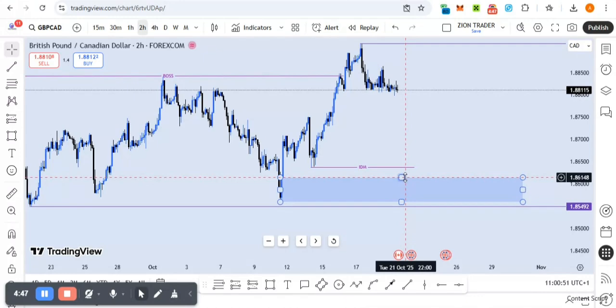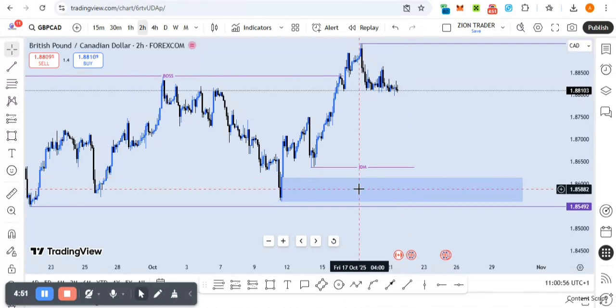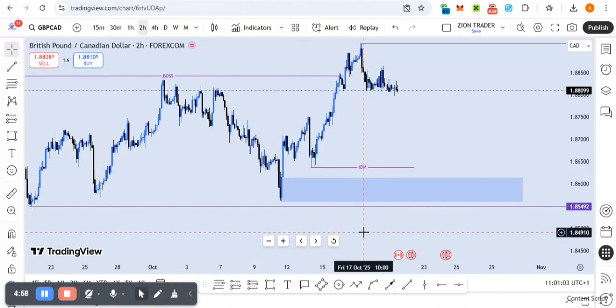When price gets to this point, we'll look for a pattern like a breaker block to join the buys from here, right? As long as price remains above this very line here, we are still bullish. But if it breaks below, we are bearish, guys.